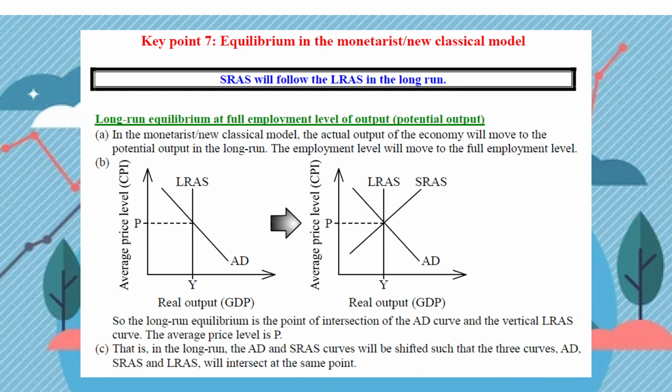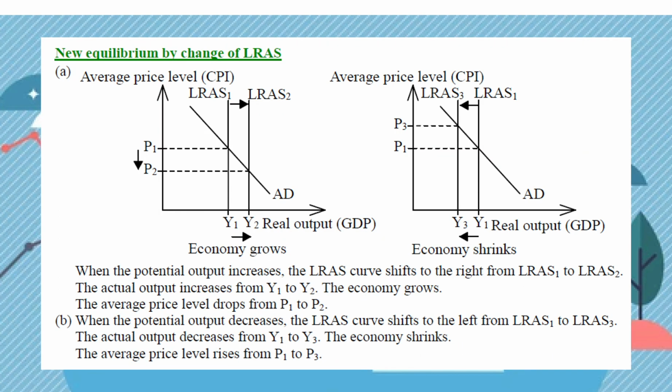Equilibrium in the monetarist or new classical point of view: SRAS before the LRAS in the long run. It must be a point of intersection for all three lines in the long run. And also there's a new equilibrium with LRAS change, when the quality and quantity of factors of production increase, the LRAS will shift to the right, or shift to the left when the quality and quantity of factors of production decrease, such as during SARS.